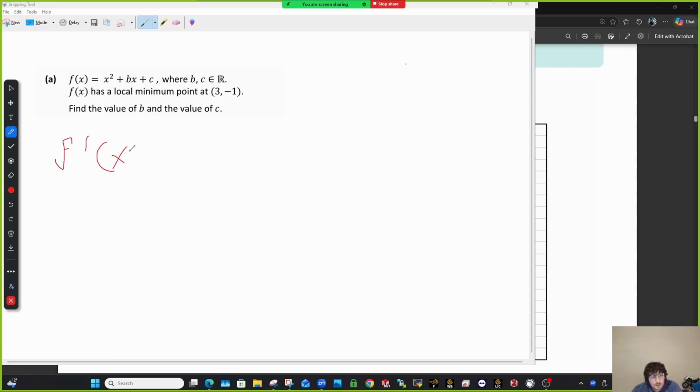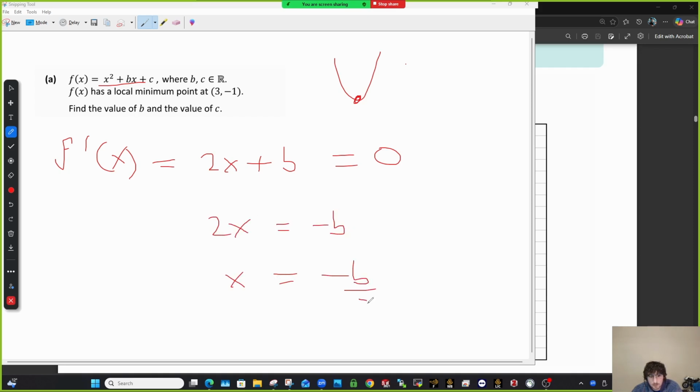So hopefully you realize that they're talking about minimums, so the derivative is pretty useful here. So we get 2x plus b is the derivative. If we want to find the minimums ourselves, now this will have just one minimum because this is a U-shaped quadratic, so it just has one turning point. So if you want to find that turning point, you set the derivative equal to 0. So 2x will equal minus b, so the turning point happens when x is minus b over 2. And because it says this is the turning point, then that's equal to 3, and then b is equal to minus 6.